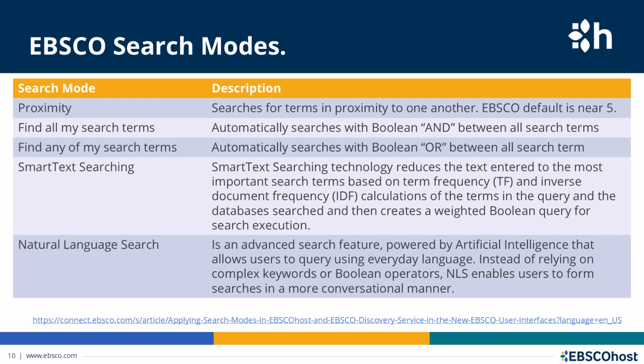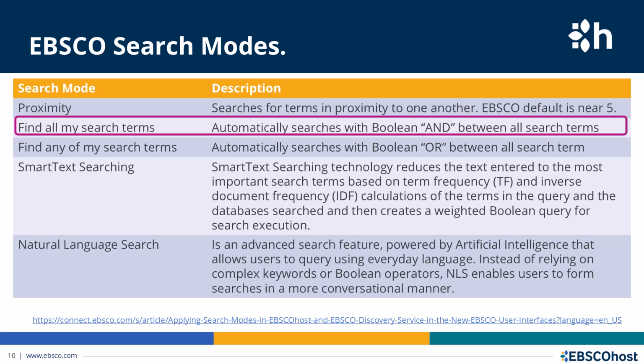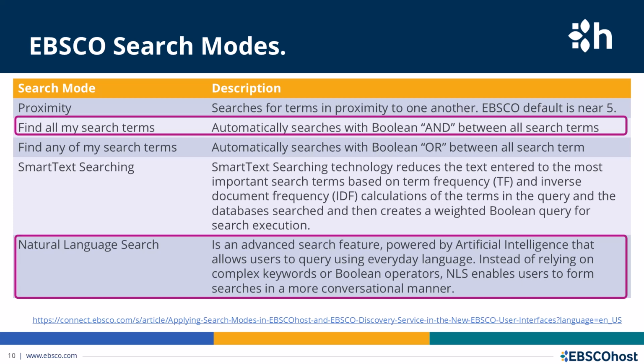The recommended search modes include Find All My Search Terms, which automatically searches with a Boolean AND between all search terms, and the Natural Language Search Mode, which is an artificial intelligence powered search mode allowing users to query using their everyday spoken language instead of relying on complex keywords or Boolean operators. We will review both options.